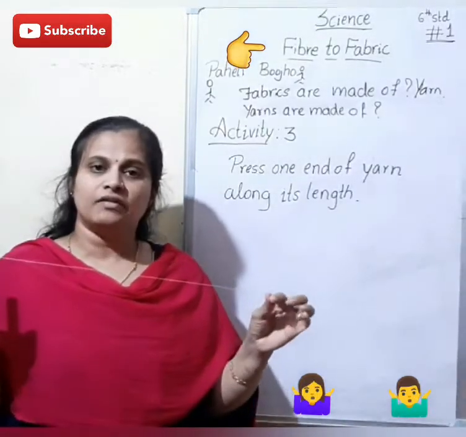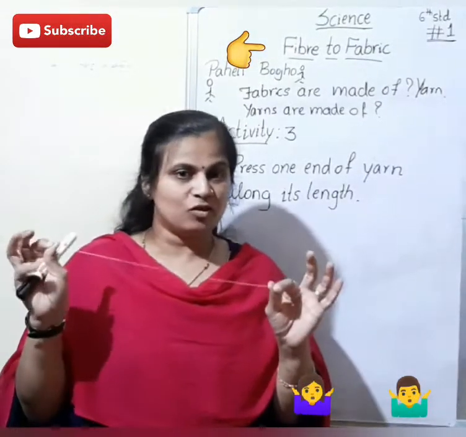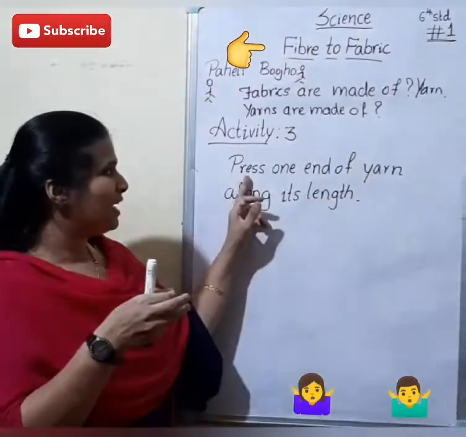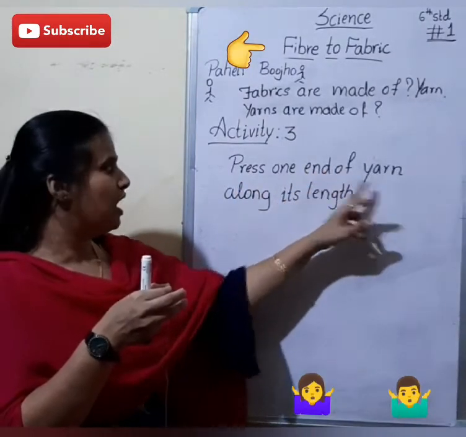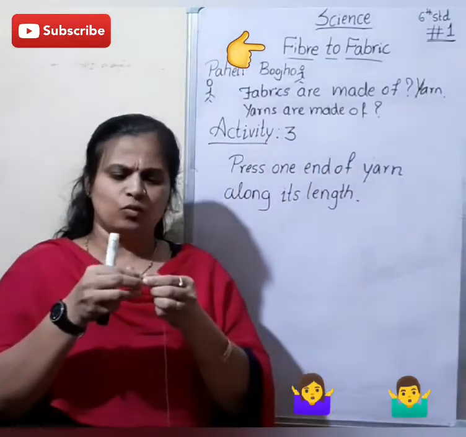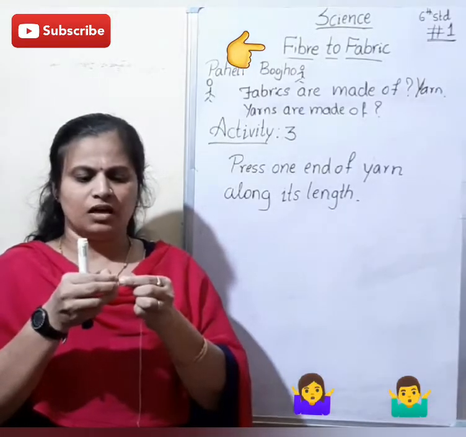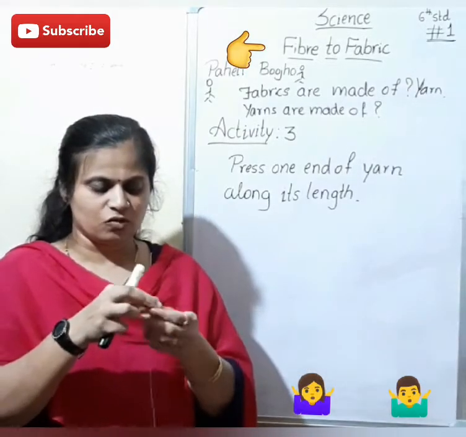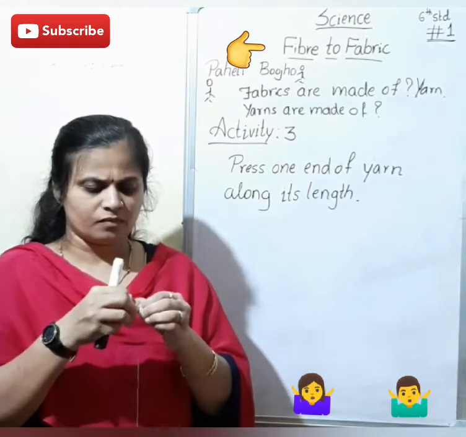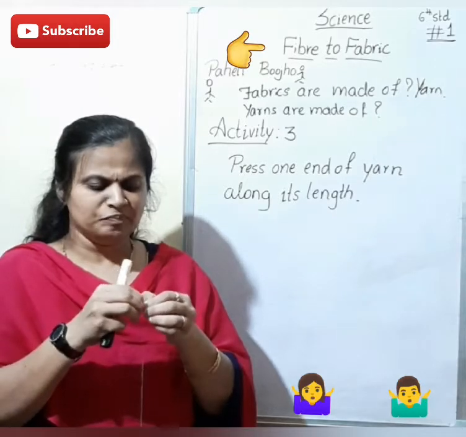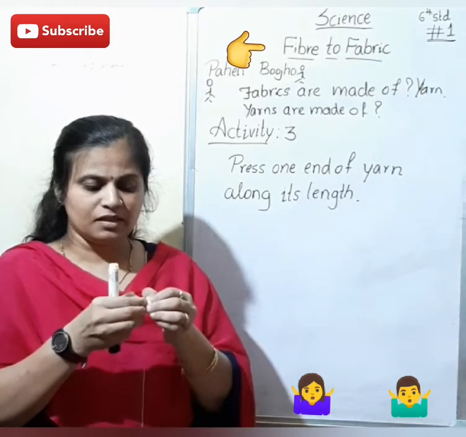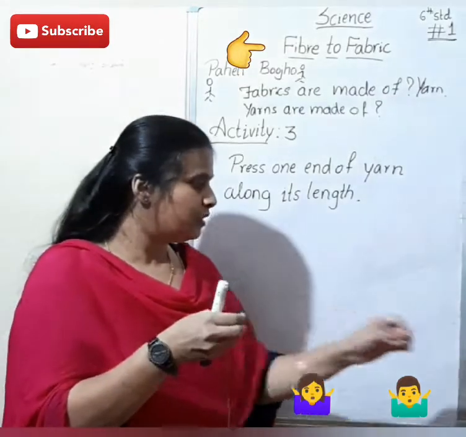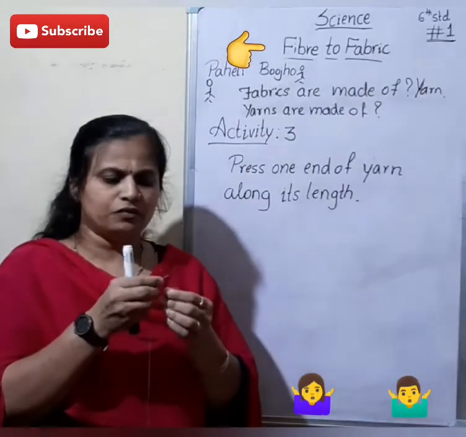So as we have taken one yarn from the piece of cloth, I'll try to pull, or press, one end of the yarn along its length. So press one end of the yarn, try to make it one of the edges. You can just go for it. So here I got it. As I made it loose, I find difficulty putting this thread into the eye of the needle.